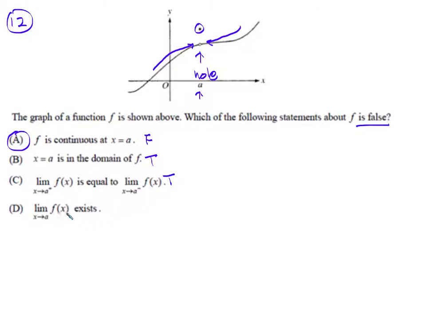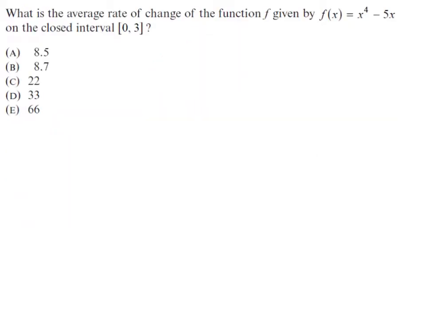And finally, the double-sided limit of f of x exists. Remember, the left-hand limit and right-hand limit have to be equal for the double-sided limit. This is almost exactly saying what C is saying, that both of them are equal to each other. So if C is true, then D is also true. And we're done. The answer is A. Let's move on to the next problem, problem number 13.